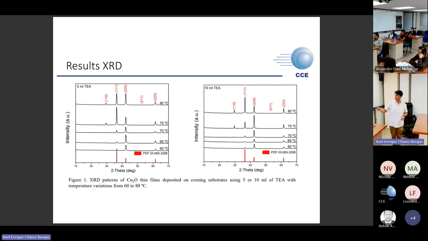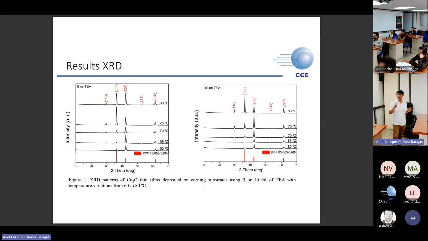And in the other case, it's more or less the same. We observe thicker films or more intense peaks, which move from the plane 200 to the plane 111. In all cases, we obtain only cuprous oxide.